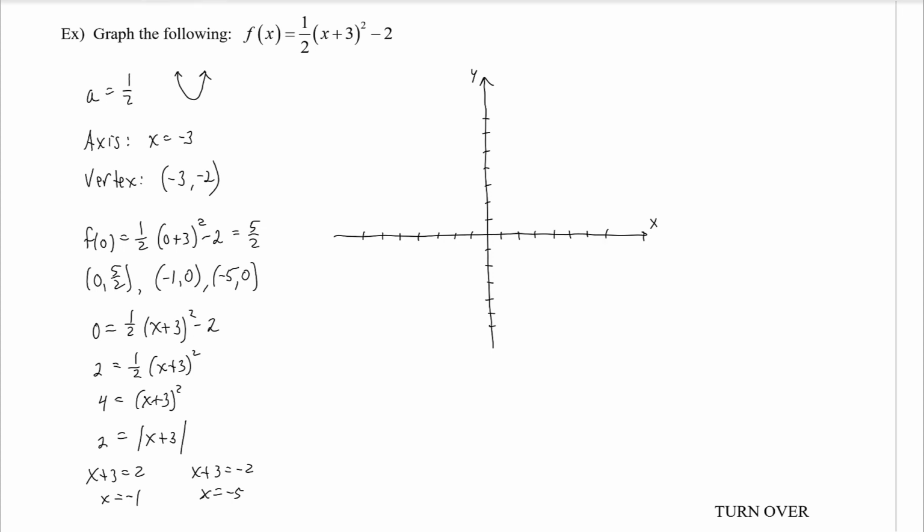So let's see, our vertex is at (-3, -2). And then it goes through 2.5 on the y-axis. It goes through -1 and it goes through -5. And then our axis is right here. So we know that we're going to have another point. Let's see, this is 1, 2, 3 to the right, 1, 2, 3 to the left, right there, using our symmetry. So here's our parabola right there.